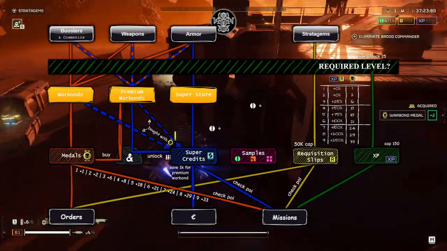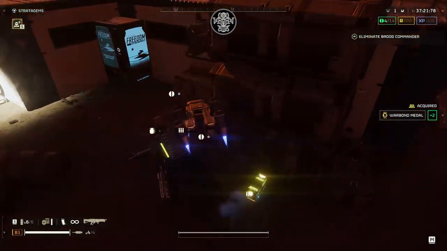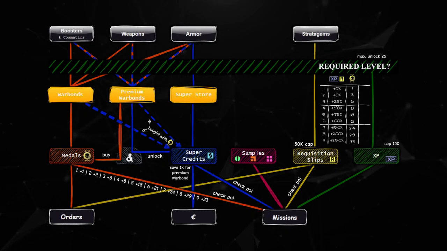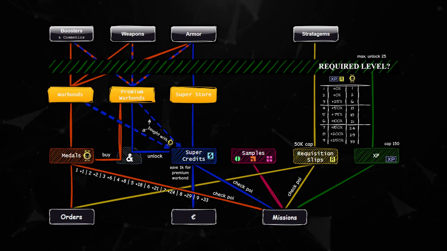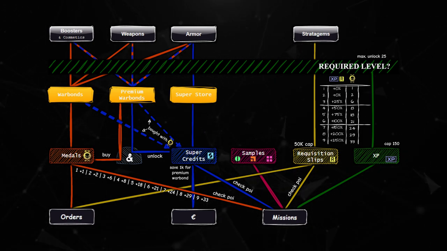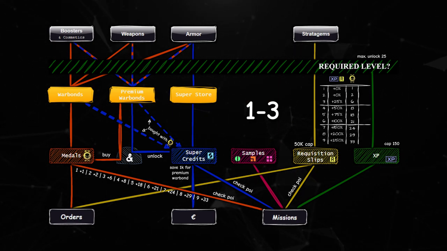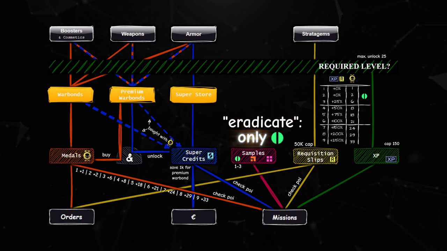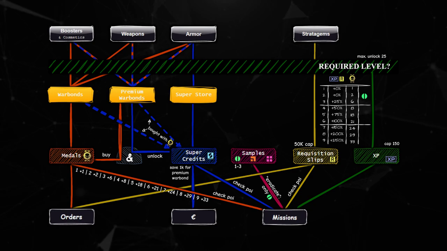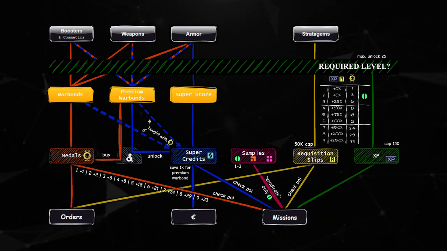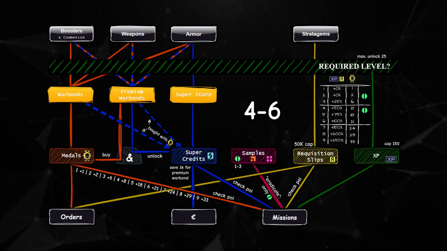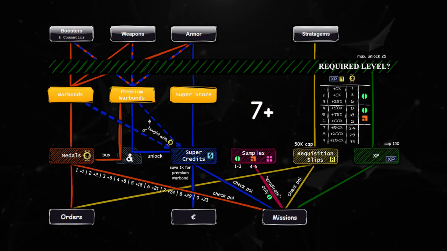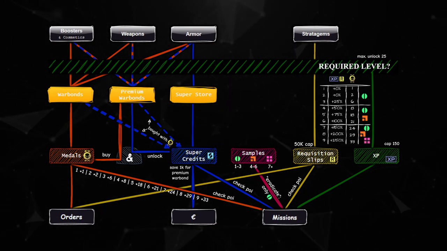Samples are acquired by picking them up during missions. There are three types of samples: common, rare, and super. On mission difficulties 1 to 3, you'll only find common samples. On eradicate missions, you'll also only find common samples, regardless of difficulty. On difficulties 4 to 6, you'll find common and rare samples. And from difficulty 7 and up, you'll also find super samples.